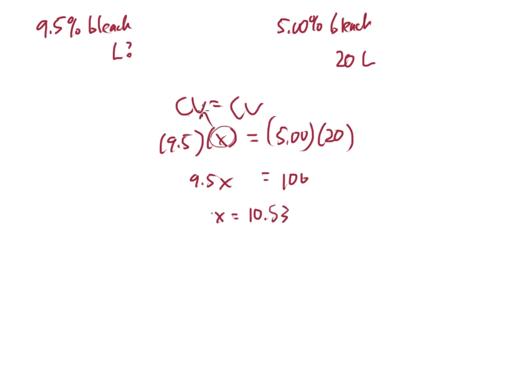Well, x here represents volume, right? And my volume in this question was provided in liters. So my answer is in liter. So 10.5 liters of stuff, 9.5% bleach. I'm going to put that in a big old bucket. And then I'm going to add up to the line until I get to 20 liters in total with water. And I have successfully diluted my solution.